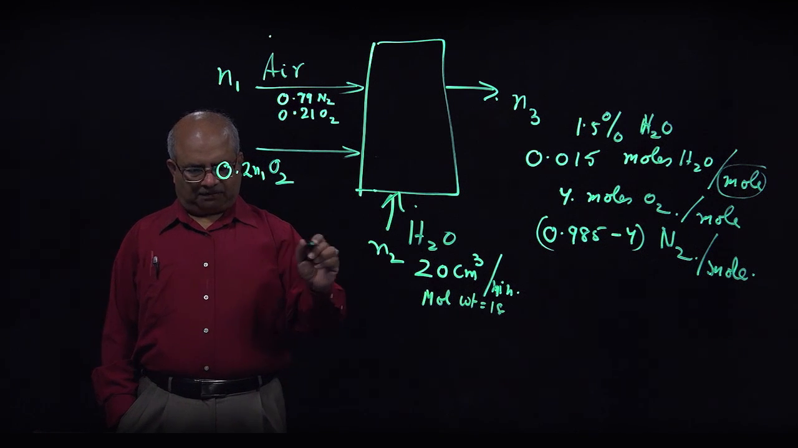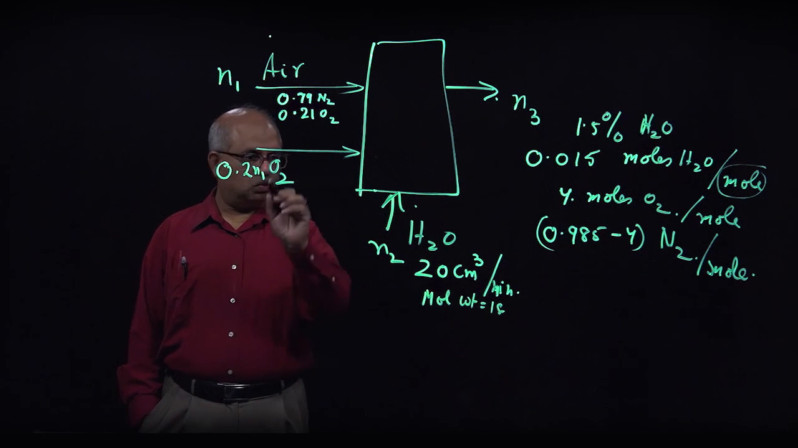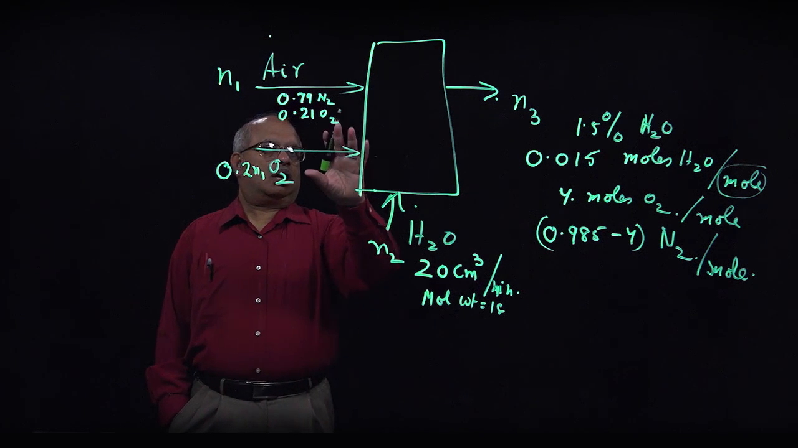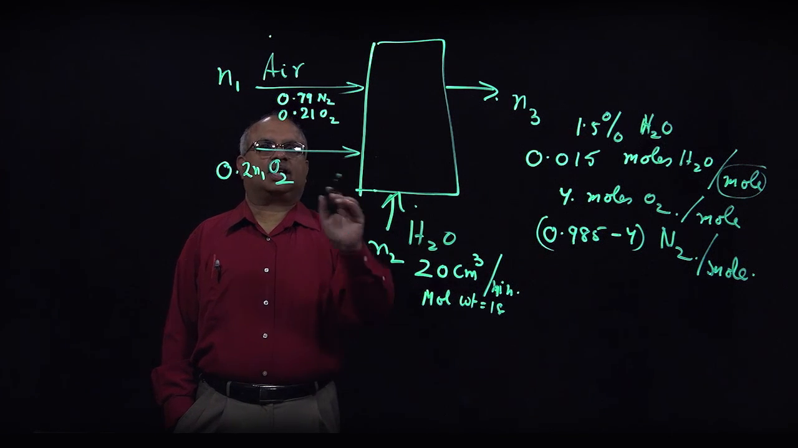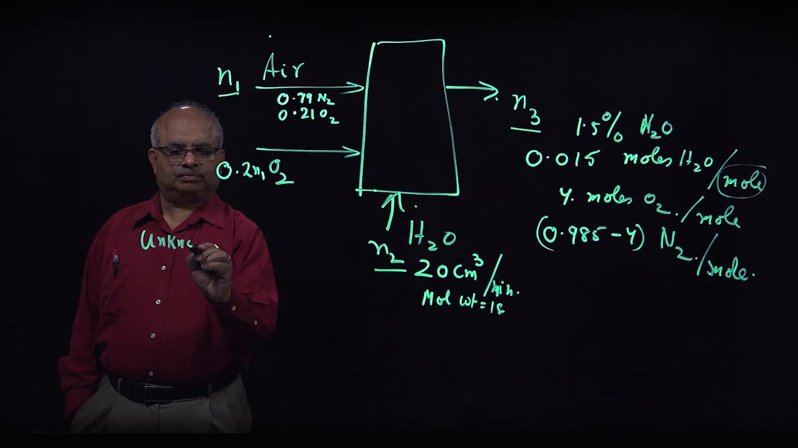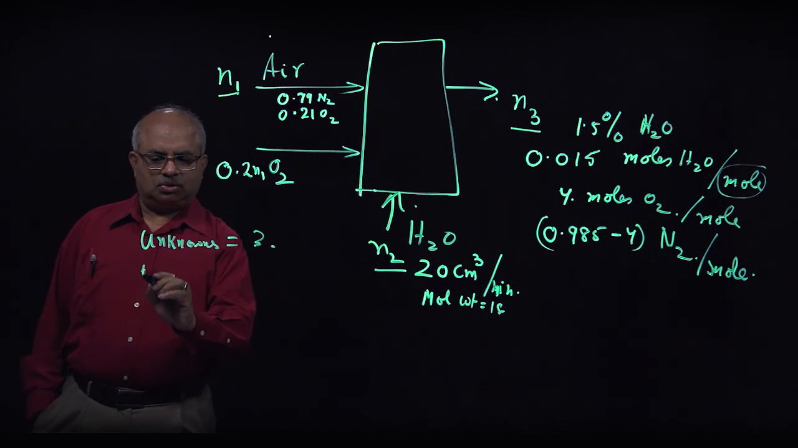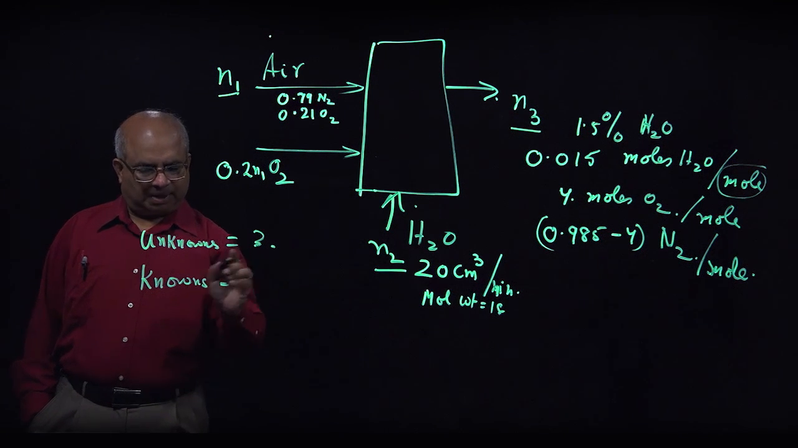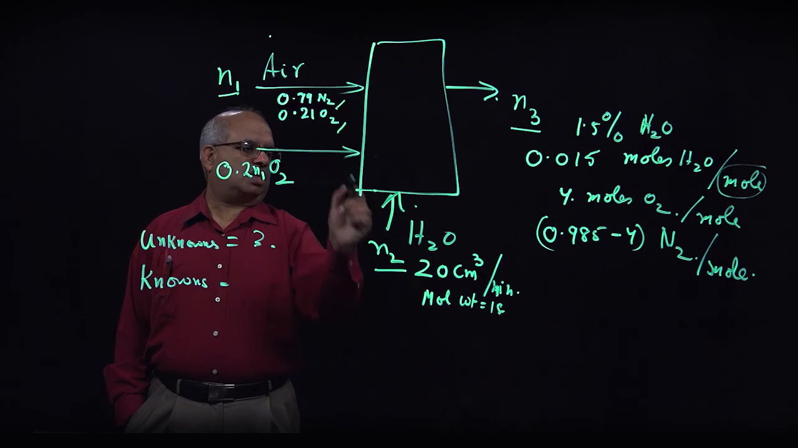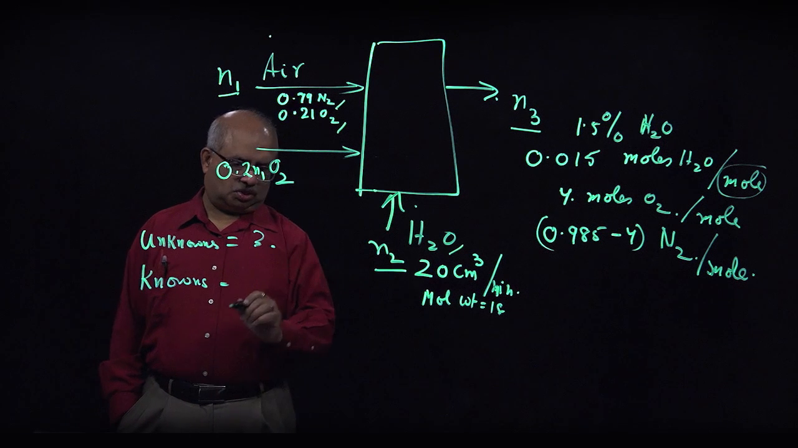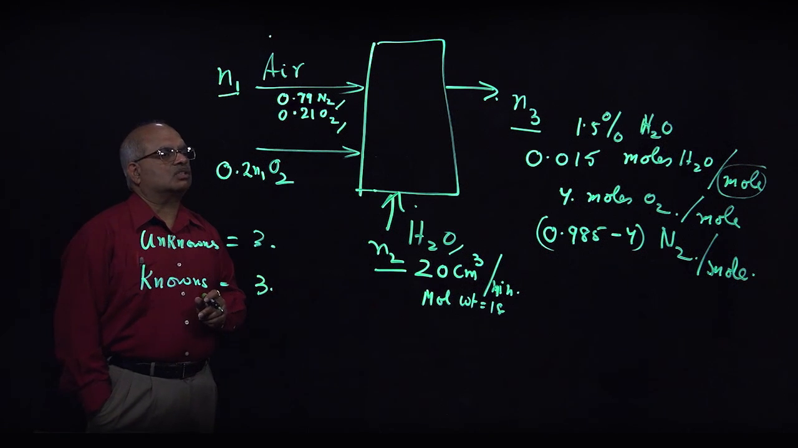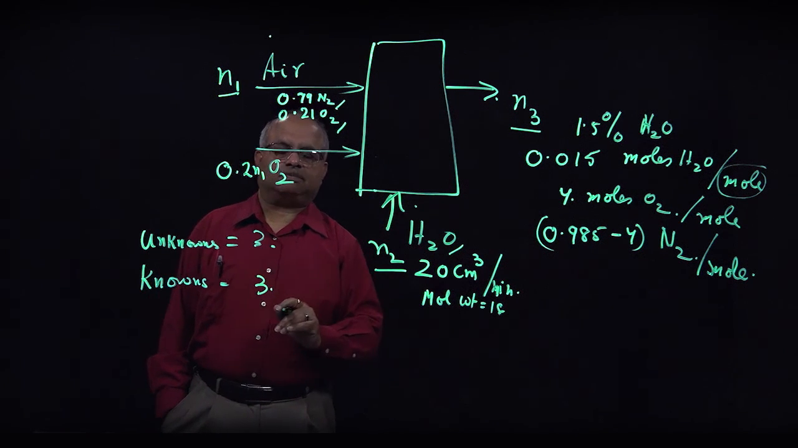Let's figure out how to calculate N1, N2, N3. In material balances, we need to see the species. There are no reactions here, so the number of unknowns and the number of knowns have to match. The number of unknowns is 1, 2, 3, so 3. The knowns come from species balances and total mole balances: there is nitrogen, oxygen, and water vapor. So we have 3. There are 3 unknowns and 3 knowns. Our degrees of freedom is 0, so we can solve this problem.